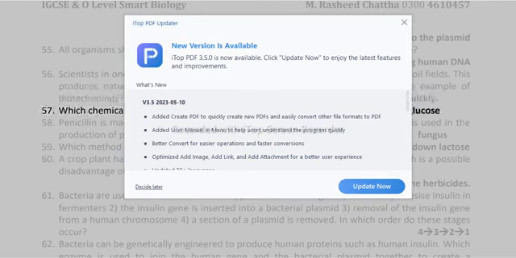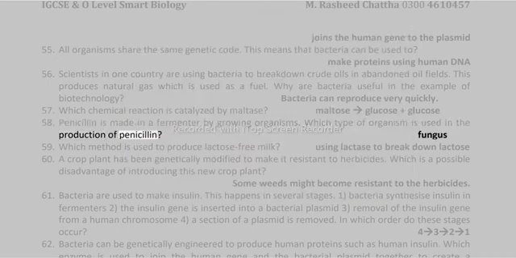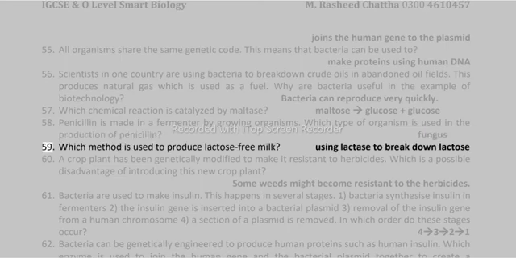57. Which chemical reaction is catalyzed by maltase? Maltose to glucose plus glucose. 58. Penicillin is made in a fermenter by growing organisms. Which type of organism is used in the production of penicillin? Fungus. 59. Which method is used to produce lactose-free milk? Using lactase to break down lactose.